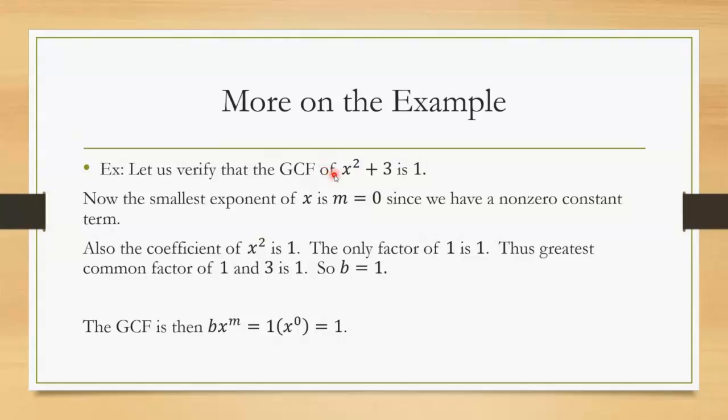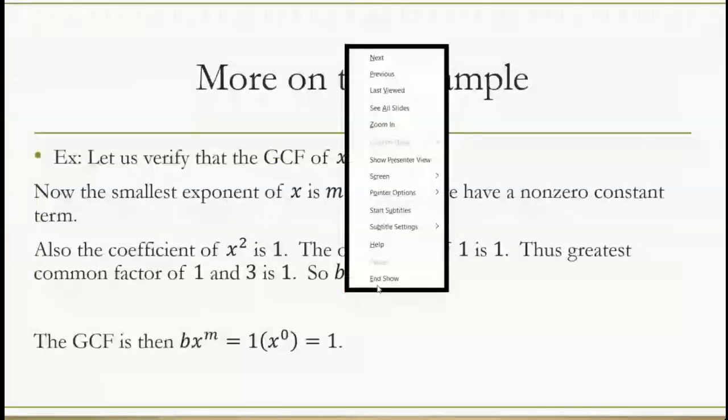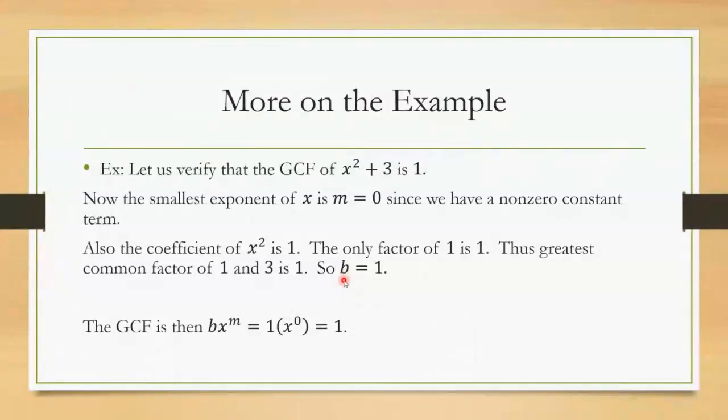Not only that, notice the coefficient of x squared is 1. But the only factor of 1 is 1 itself. So the only common factor among 1 and 3 is 1. That forces b to be 1.